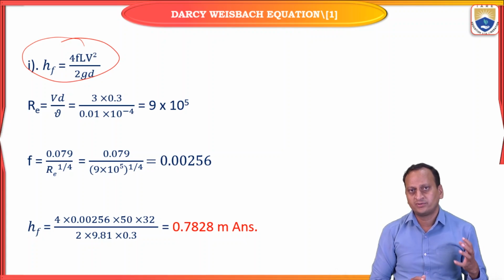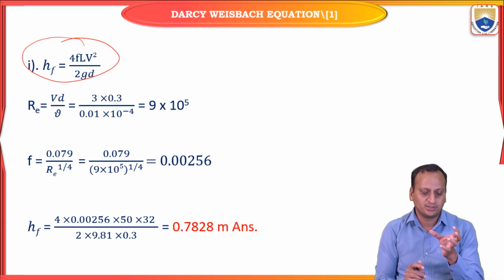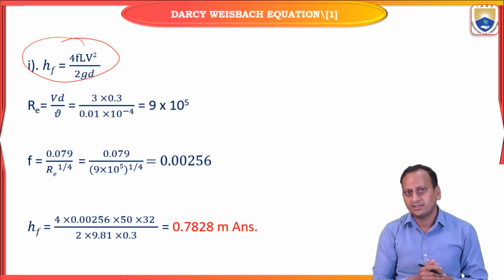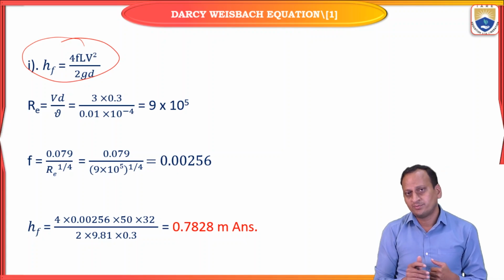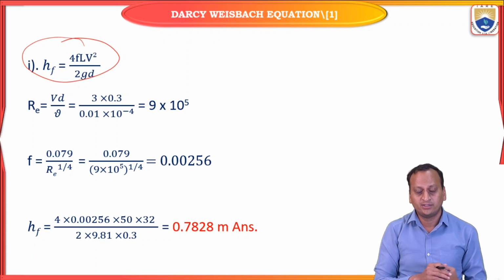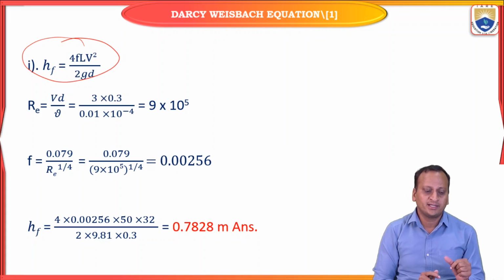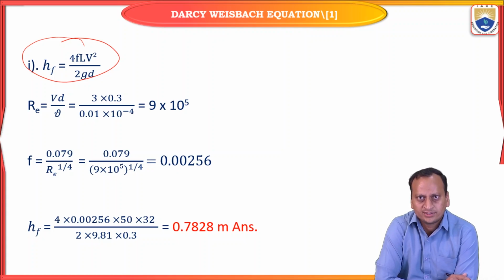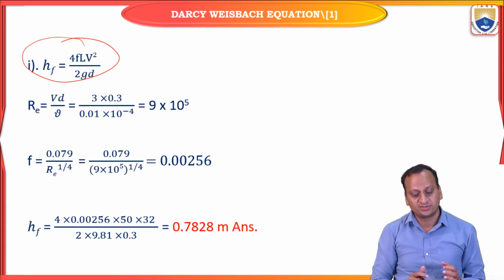f will have two different relations for laminar flow and for turbulent flow. If Reynolds number is lower than 2000, then f is 16 by Re. Otherwise, if it is greater than 4000, in turbulent flow, we can use 0.079 by Re to the power 1 by 4. To choose the particular relation, you have to calculate the Reynolds number. Reynolds number is nothing but Vd by nu, or rho Vd by mu. It is a ratio of inertial forces to viscous forces.